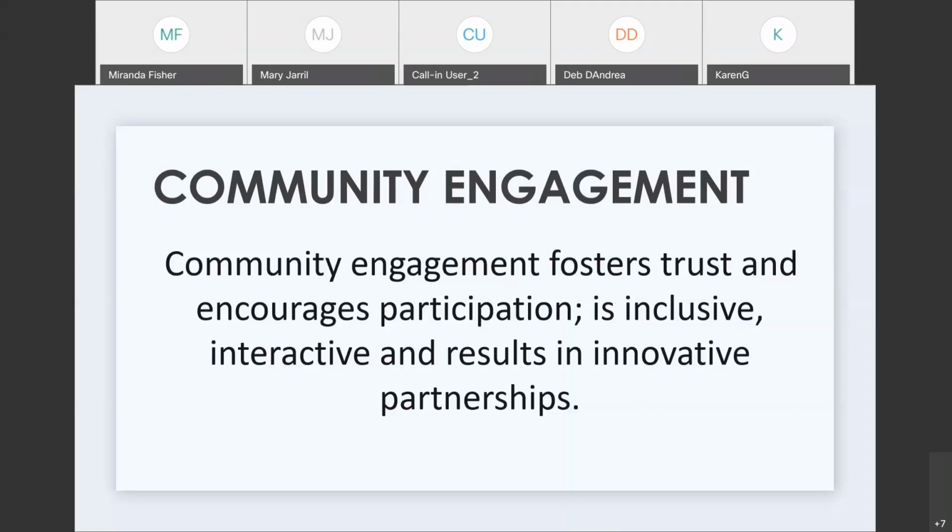Okay, got it. I think the semicolon is grammatically incorrect. Should it be a colon? I should think it should be a colon. The comma could be replaced with and. There you go. And is inclusive. Community engagement fosters trust and encourages participation. And is respectful, inclusive, interactive, and results in innovative partnerships. That's now a run on.